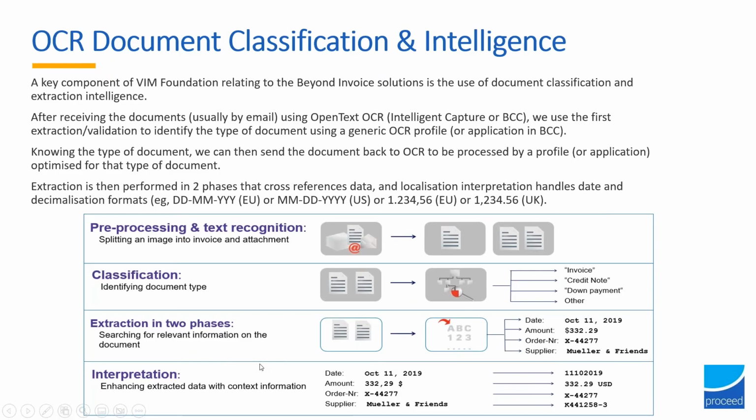The last thing that we do is interpretation. We have the data, which is fine, we've extracted it, but we also cross-reference it with other data that we've got. For instance, if we know it's an American invoice and there's a date on it, we know it's going to be in the month, day, year format rather than the day, month, year format of Europe. Similarly, for decimal places in the amounts, whether you use the comma as the decimal separator or the full stop. So it cross-references the data we've got with the data it's extracted, and makes adjustments where necessary before sending across to the solutions.